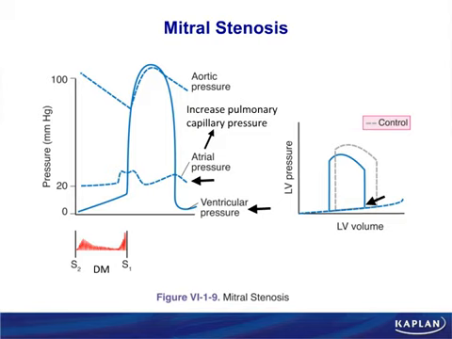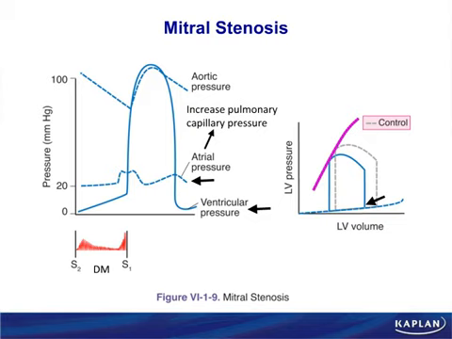But notice, if I draw my little line here that we described for pressure volume loops, you can see that contractility is unaffected. So the reduction in stroke volume is simply because of a reduction in filling. We don't have a higher pressure, so it's not diastolic dysfunction. We don't have diastolic dysfunction here.